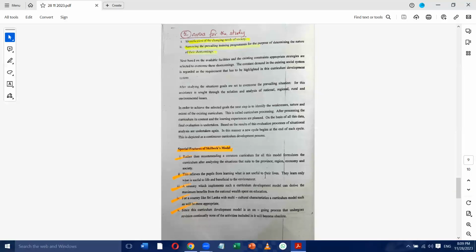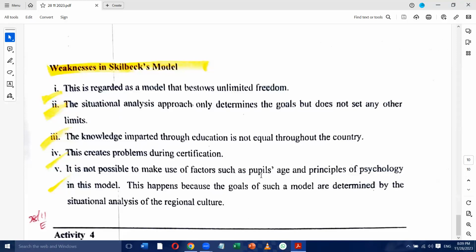Next one. Weaknesses in the skill-based model. So there are some weaknesses that we see. This is regarded as a model that bestows unlimited freedom.